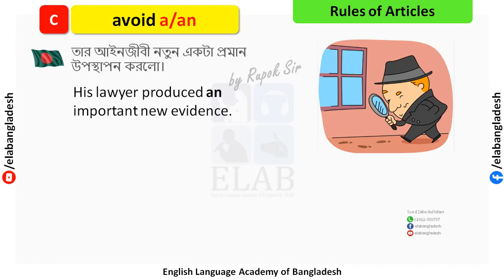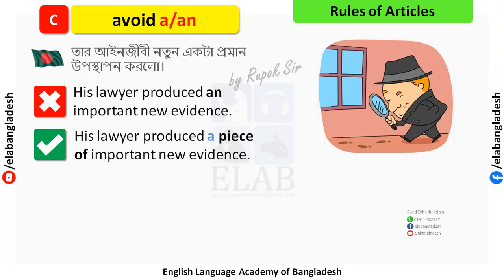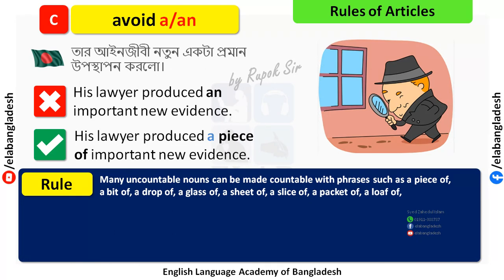His lawyer produced an important new evidence. His lawyer produced a piece of important new evidence. Many uncountable nouns can be made countable with phrases such as a piece of, a bit of, a drop of, a glass of, a sheet of, a slice of, a packet of, a loaf of, etc.